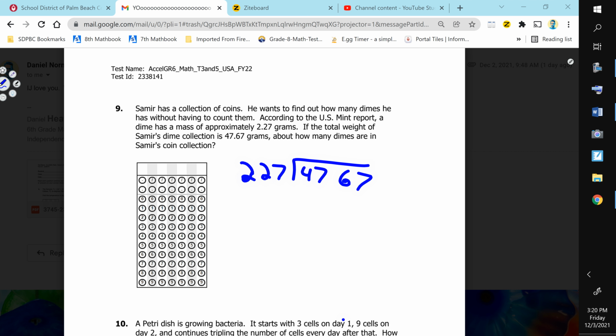227 goes into 476. I'm going to think 230, 260, yeah, 2 times. That's going to give you 454. Subtract to get 227. Oh, look at that. And now it goes in 1 time exactly. So your answer is 21. Just like that. Not too bad at all.